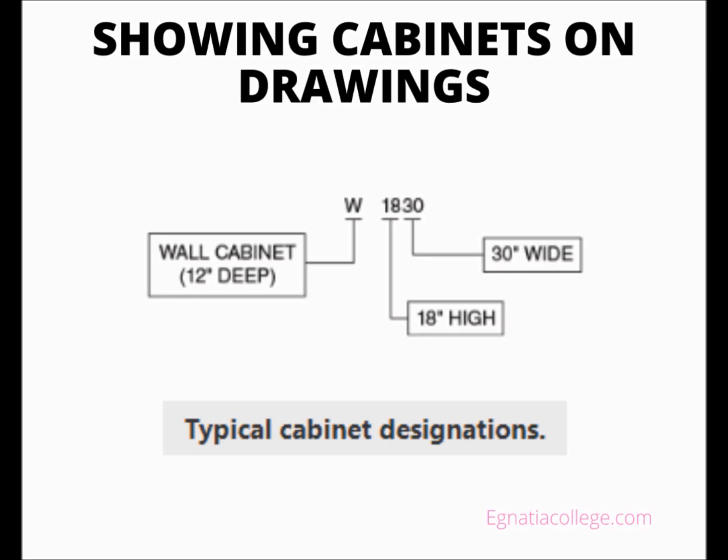Wall cabinets are a standard front-to-back depth, usually 12 inches, but the width and height vary. Therefore, wall cabinet designations include 4 digits, 2 for width and 2 for height. The first and second digits usually indicate width, and the third and fourth digits usually indicate height. This figure explains a typical cabinet designation.